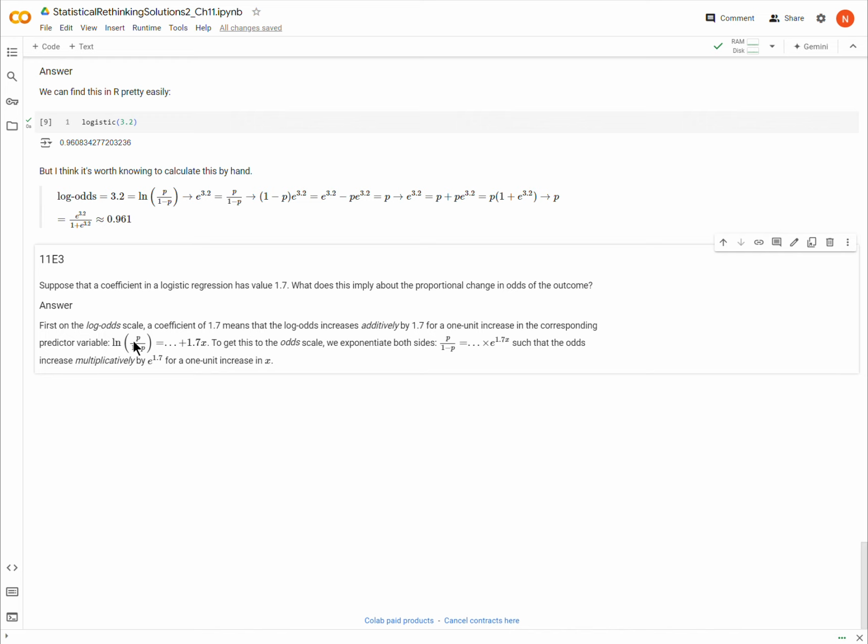When we do that, the log odds just becomes the odds. And if we exponentiate this whole linear equation, every beta coefficient times its predictor variable, instead of being added, now becomes multiplied. So now the odds are increasing multiplicatively by e to the 1.7 for every 1 unit increase in x. That's how the odds are changing. I hope that makes sense, and we'll call that good.